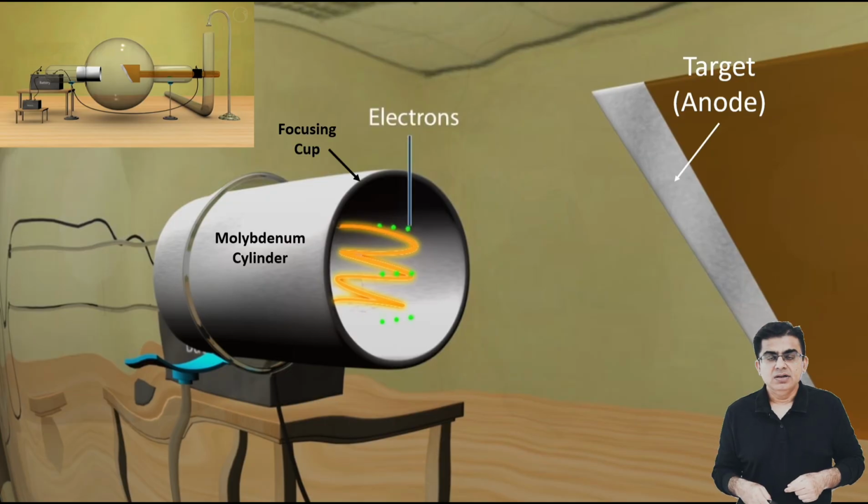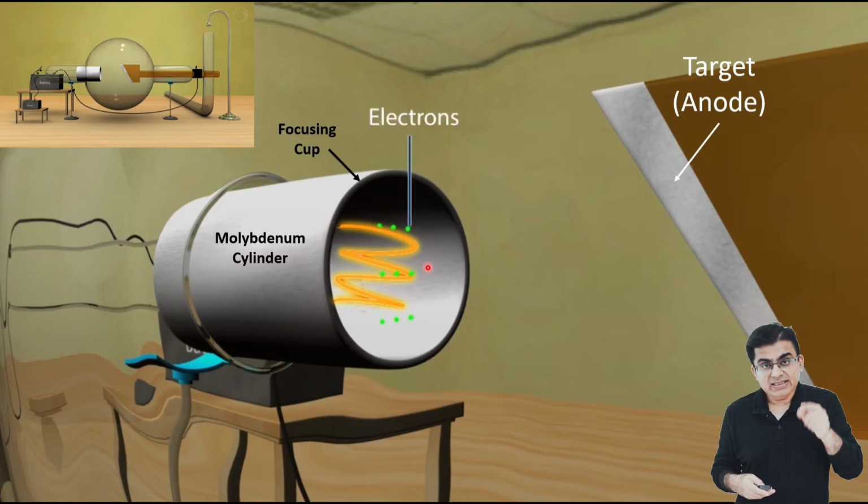Now, look at the metallic cylinder that completely surrounds this glowing filament. We commonly call this the focusing cup. In this specific setup, it is a molybdenum cylinder. You might ask, why do we need to surround the filament with this metal cup? Remember that we just boiled off a large cloud of free electrons. Electrons are seen as green dots here. Because all these electrons carry a negative electrical charge, they will have a natural tendency to repel each other.